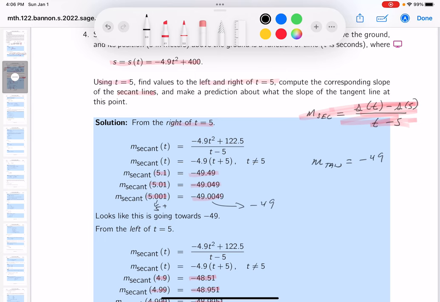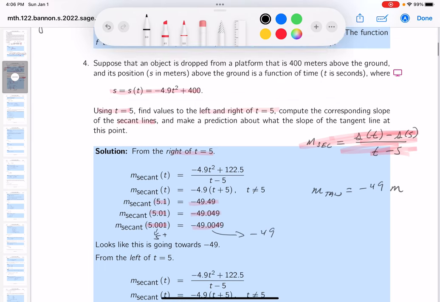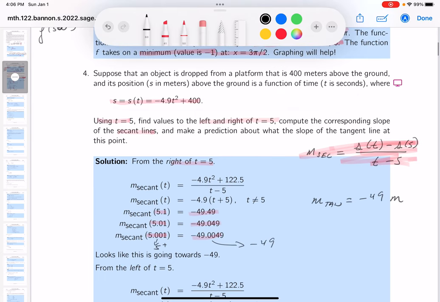Minus 49 what? Meters. Make sure they did say that. Yep. Meters per second. In other words, change in distance is in meters. The change in time is in seconds. So minus 49 meters per second. Now, can that be verified? That can be verified, by the way. But anyway, that's what that's supposed to do. That's what you should end up doing.